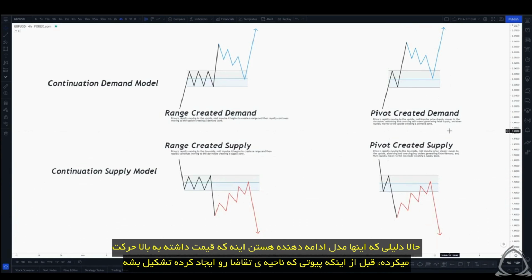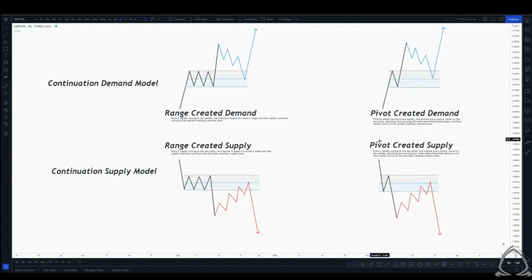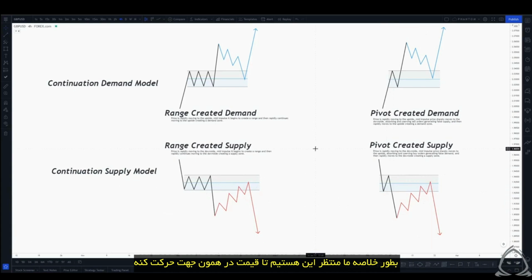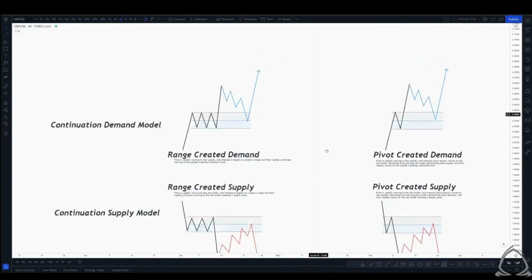Now, the reason these are continuation models is price was already moving to the upside before the pivot was created that created that demand zone, or price was already moving to the downside before it created that pivot that created the supply zone. We are basically just looking for price to be continuing in that direction, look for our footprint, and then wait for price to return to those zones.